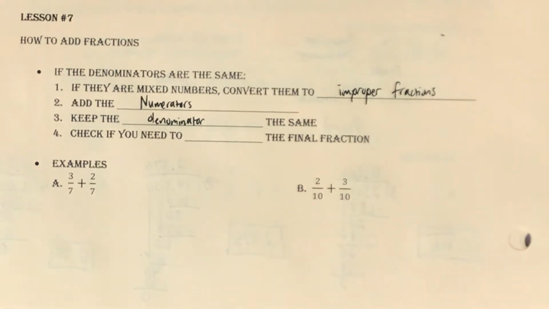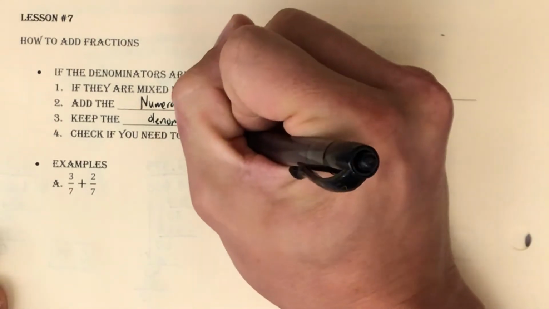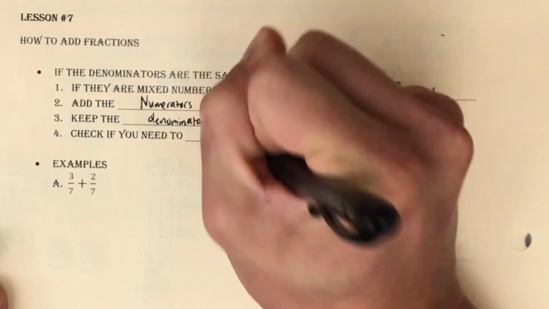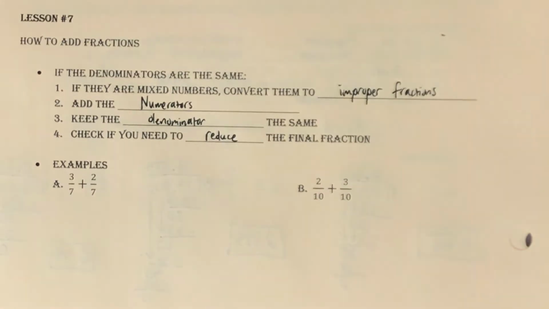All right? And then once we've done that, we need to check if we need to reduce that final fraction. So sometimes after we add them, we end up with an unsimplified fraction, and we need to reduce it using that method that we learned about before. All right, so let's take a look at our examples. We've got two examples here.